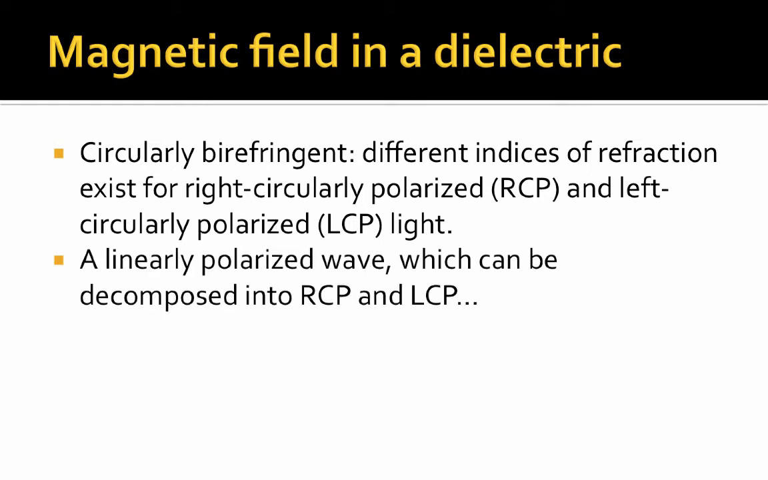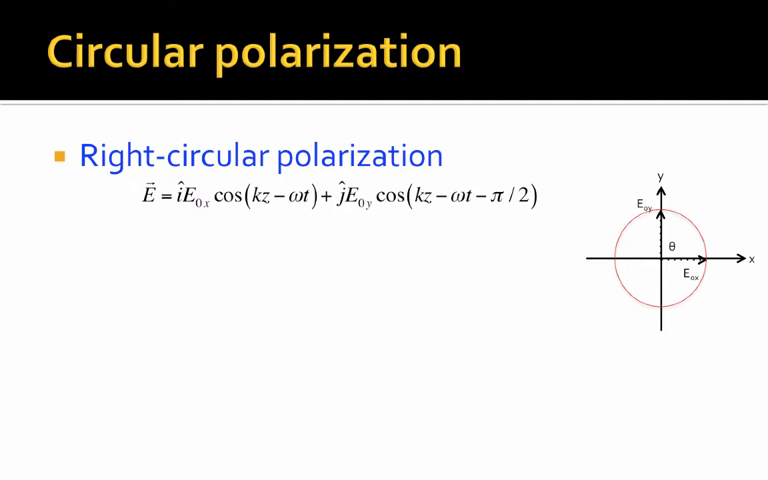So when we start with a linearly polarized wave, what we realize is that it can actually be broken up into right circular and left circularly polarized light, as we're going to see on the next slide. So here, let's write right circular polarization, and it would be something like an X term along the i hat direction with some phase, and a Y term along the j hat direction with a phase that's different by pi over 2. So this last little phase term here gives us circular polarization. And in this case, this would be right circularly polarized.